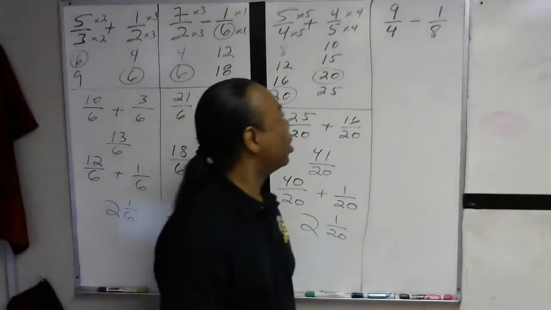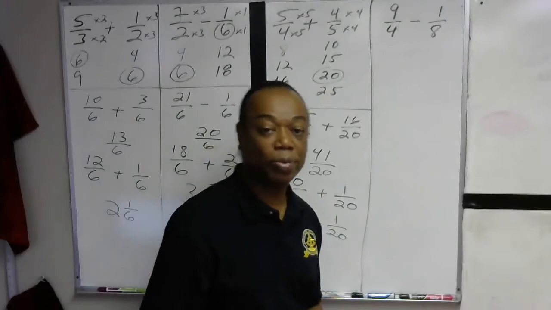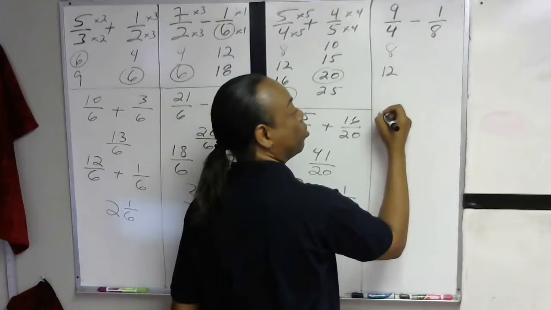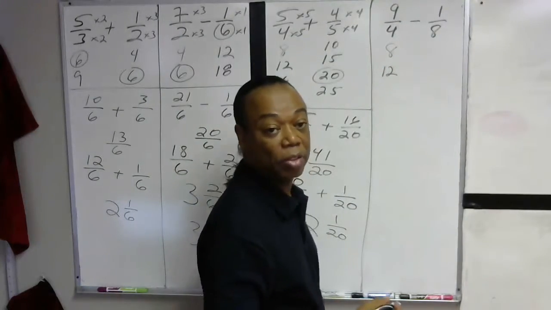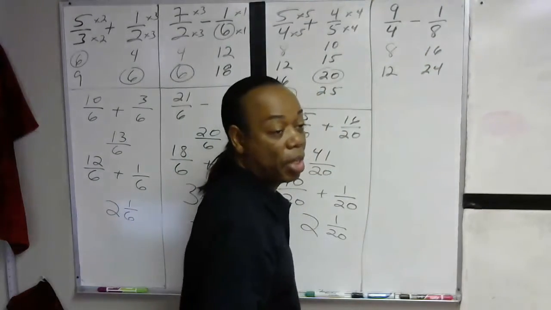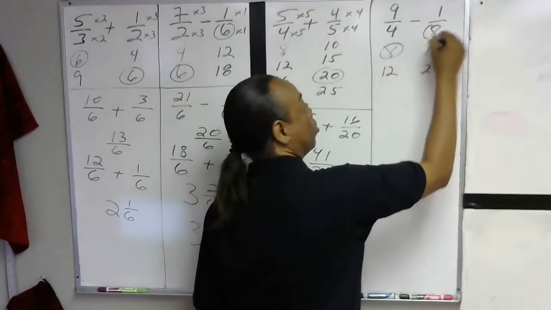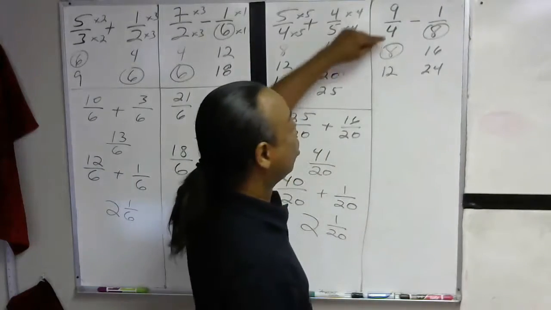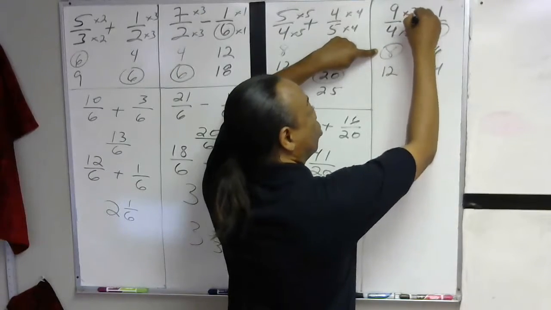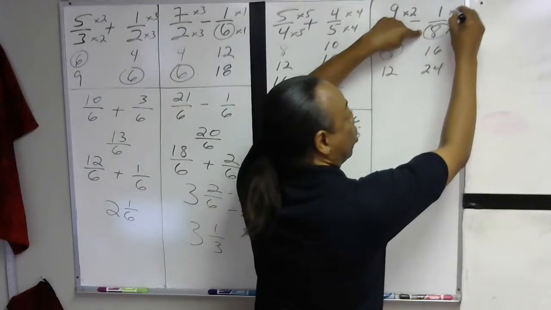Okay, here, 9/4 take away 1/8. Let's go through the 4 times table and then the 8 times table. The 4 times table will be 4, 8, and 12. The 8 times table will be 8, 16, and 24. The least common multiple between the two would be 8. So this is 1, 2, so it's times 2. Times 2 there. And this is 1, so 8 times 1. 1 times 1.